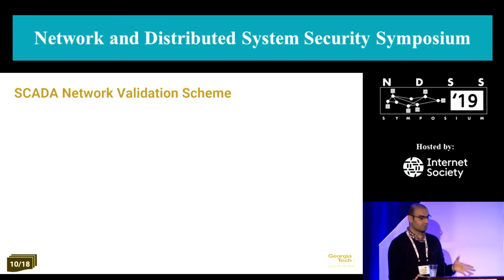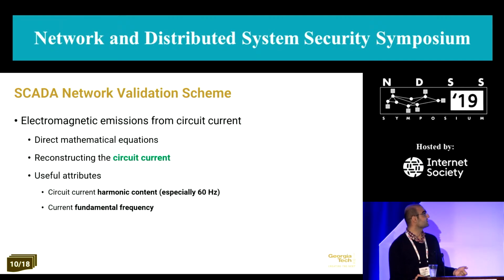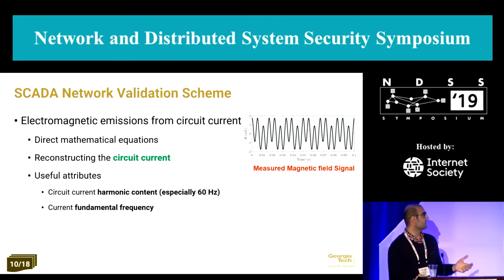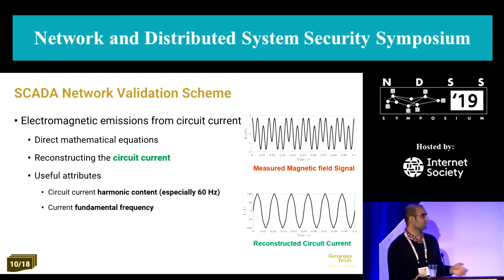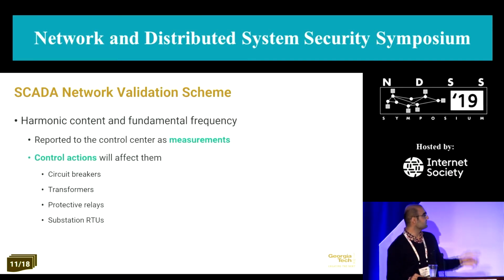Once we have authenticated our input signal, the sensor signal, we can start our analysis on the SCADA network. We want to check the integrity of the SCADA network. So we have the electromagnetic emissions from the power circuit. We extracted direct mathematical equations to reconstruct the circuit current. And there are 2 attributes which are useful here. The first one is harmonic content, especially the first harmonic 60 Hz, and the second one is the fundamental frequency. And these 2 values are basically reported to the control center as the measurements.